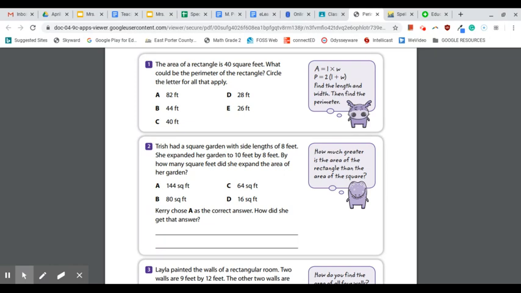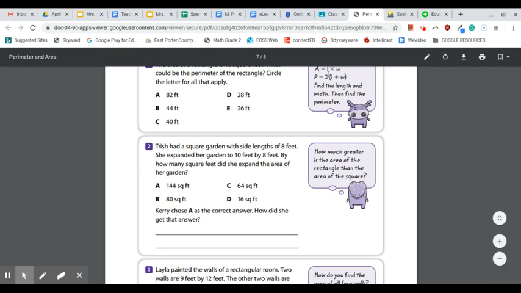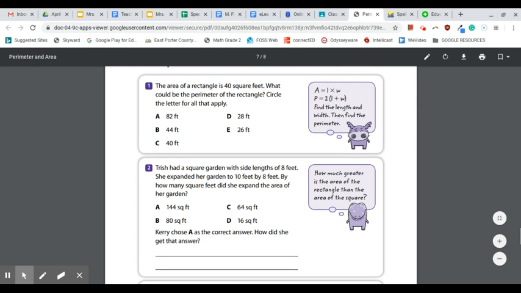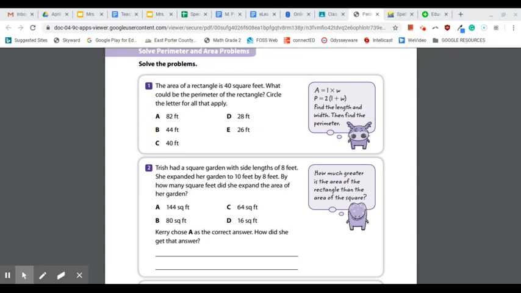Well, 40 is the area, which you can see is the length times the width. So we should start by thinking of what numbers can multiply together to equal 40. So I'm going to start with an easy one. I know is 4 times 10. So it could have been 4 by 10. What else could equal 40? 5 times 8. So it could have been 5 by 8. What else equals 40?